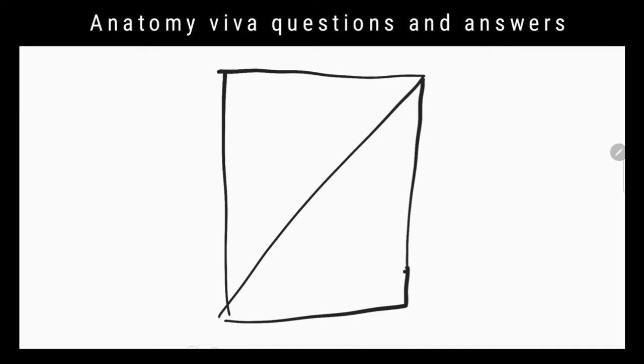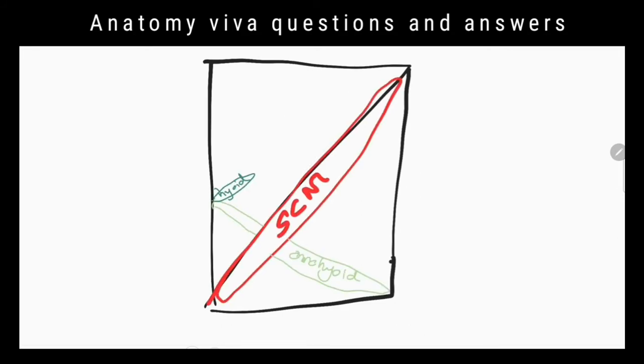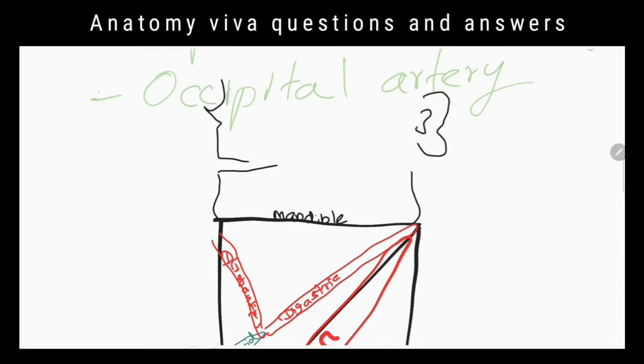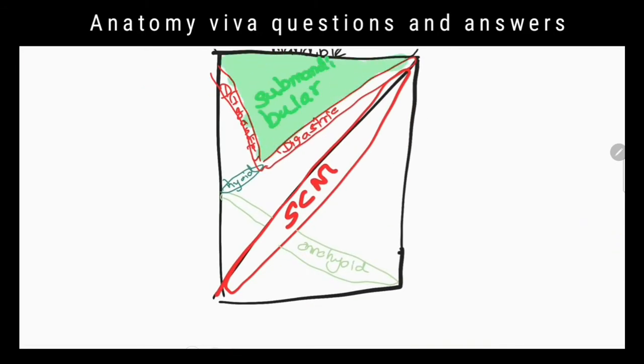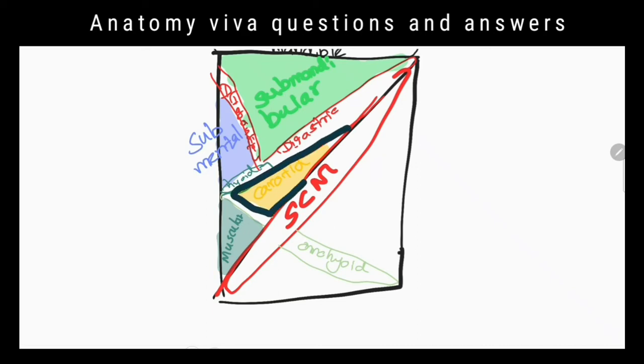How can you further divide the anterior triangle of the neck? It can be subdivided into the carotid triangle, submental triangle, submandibular triangle, and muscular triangle. What are the boundaries of the carotid triangle? Superiorly, the posterior belly of the digastric muscle; laterally, the medial border of sternocleidomastoid; inferiorly, the superior belly of the omohyoid muscle.